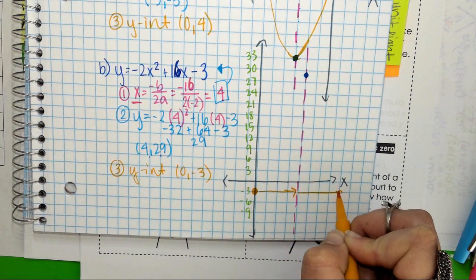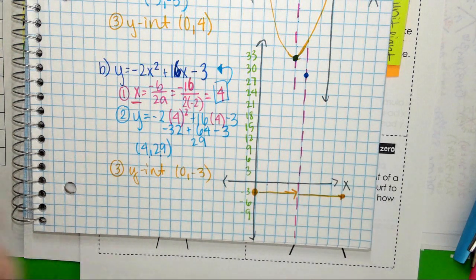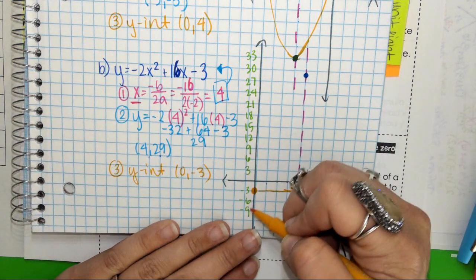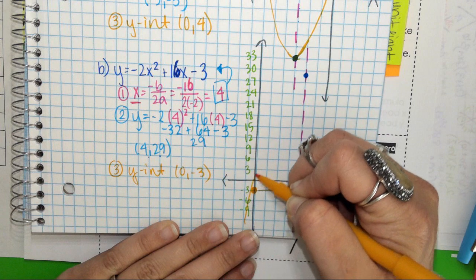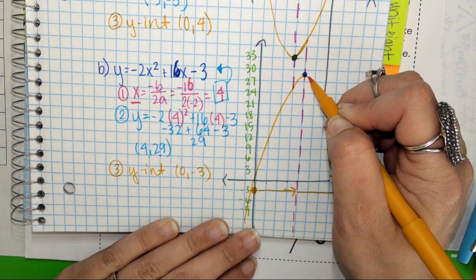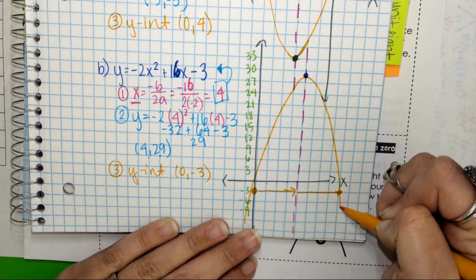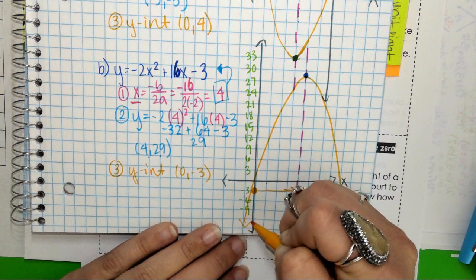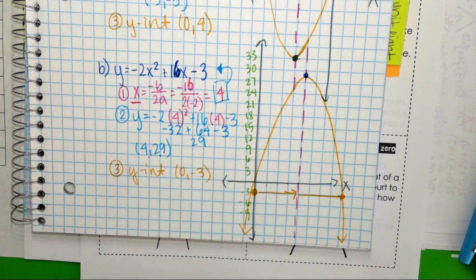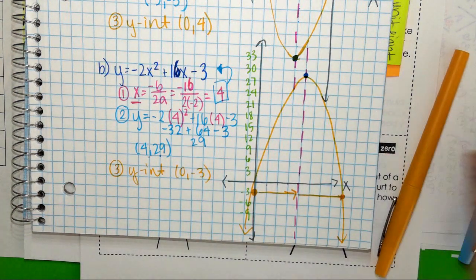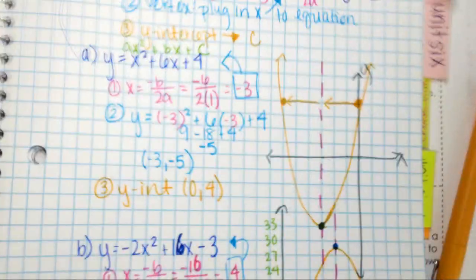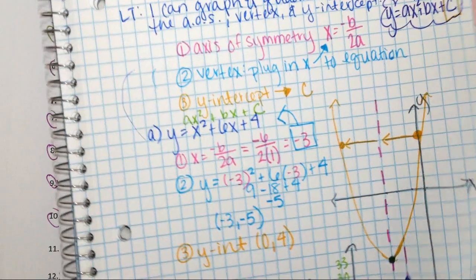It's kind of cool, though. It's an upside down mountain. And how did we know that it was going to be a mountain to begin with? Because A was negative. Alright, Tarea, what does that mean?